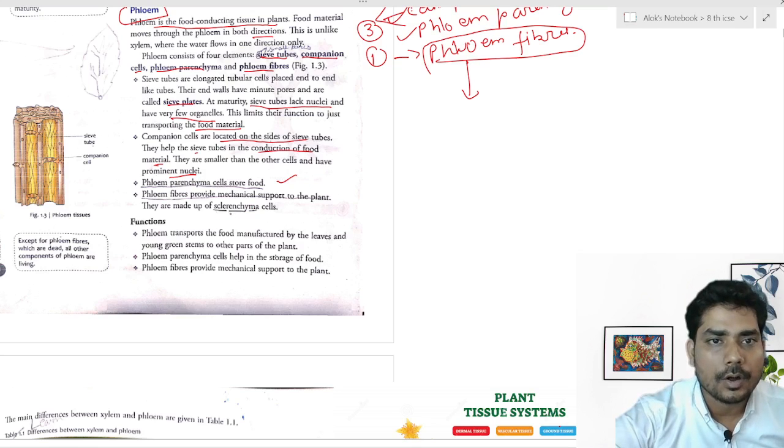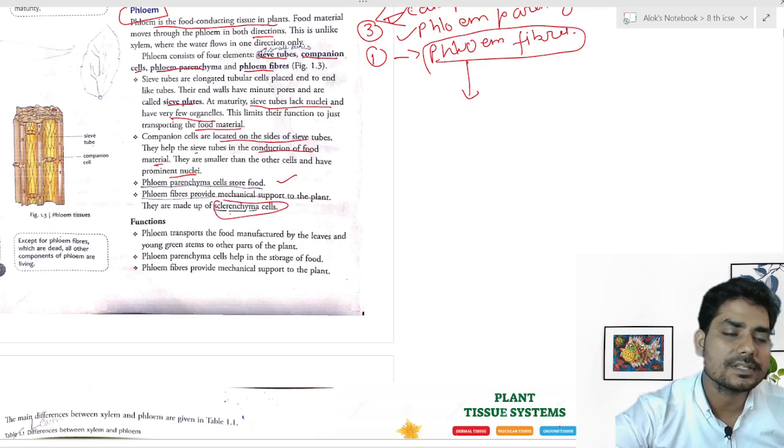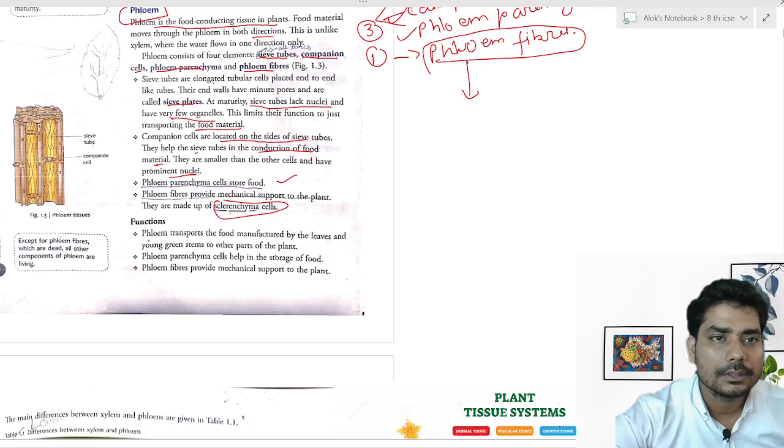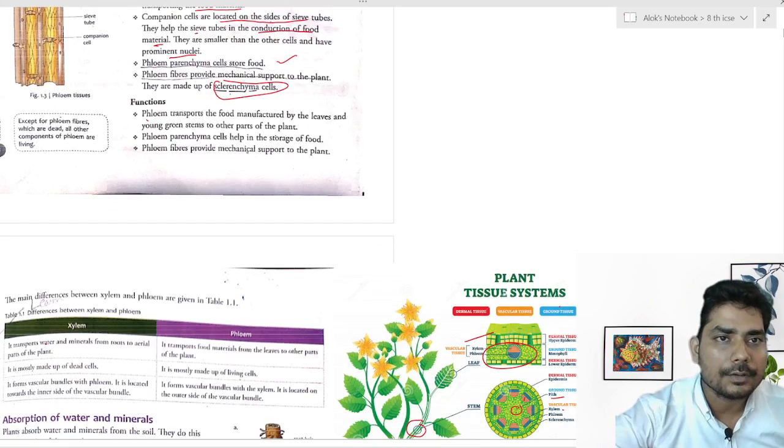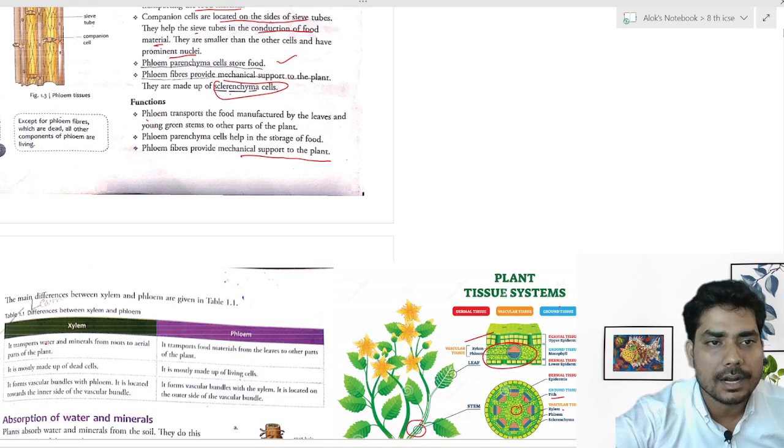Are they made up of sclerenchyma cells, which are dead? What is the function of phloem fiber? Phloem transports food manufactured by the leaf with the help of photosynthesis, and phloem parenchyma cells store the food. Phloem fiber provides mechanical support to the plant.